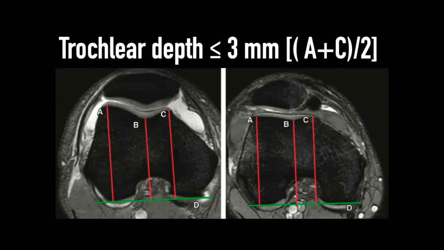And trochlear depth is less than 3 millimeter. That is the shallow trochlea, and that is also a sign of the trochlear dysplasia. So all these things cannot be seen in X-ray or CT scan. This is the added advantage of MRI, where indirect signs of trochlear dysplasia can be seen and measured.